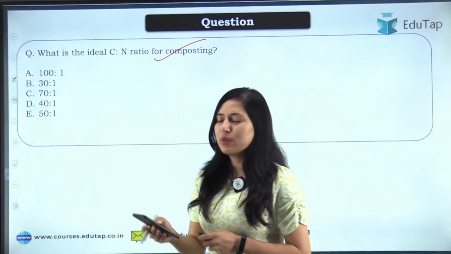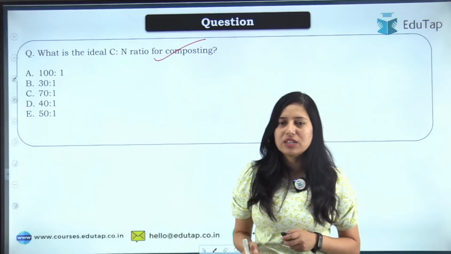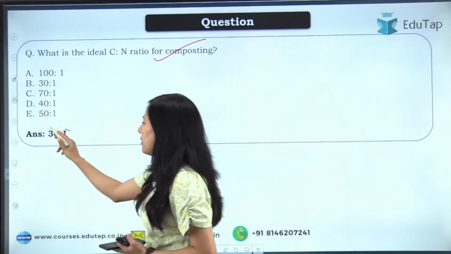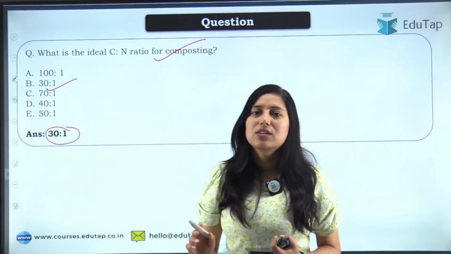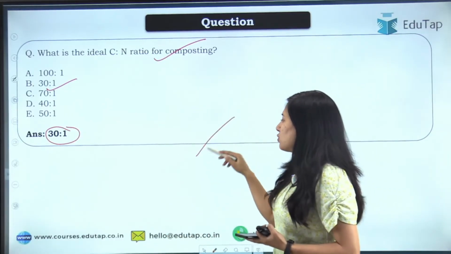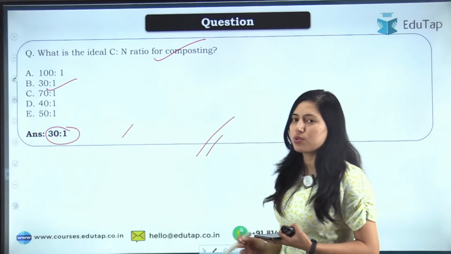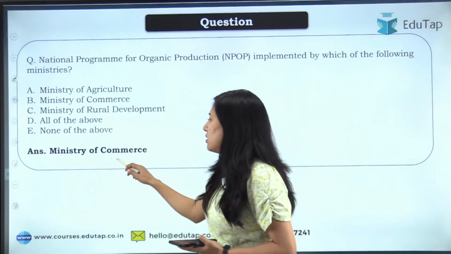Very good, Anu. Anyone else? Okay, very good, Suraj. Very good, Sudarshan. The answer here is option B. As I've already told you, the ideal C:N ratio for composting is 30:1. We have discussed this. You should know what the C:N ratio is and what the ideal C:N ratio for composting is. It is 30:1. Clear?